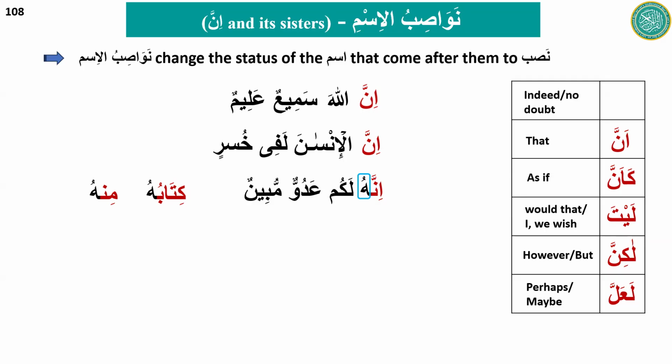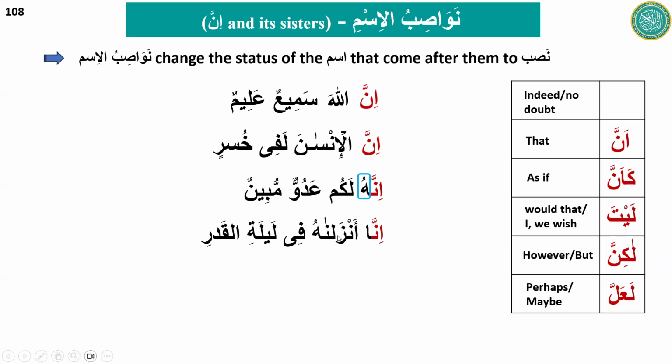We don't look at the haraka. It's Dhamma, Fatha, Kasra, we don't even look at it. As soon as we know that a pronoun is attached to inna or any of its sisters, then that pronoun is in nasab status. Remember, I told you before that for telling the status of a pronoun, we have a different set of rules. So this is another rule we learned today. The rule is if a pronoun is attached to inna or any of its sisters, then that pronoun will be in nasab status. It will be mansoob. Okay. All right.